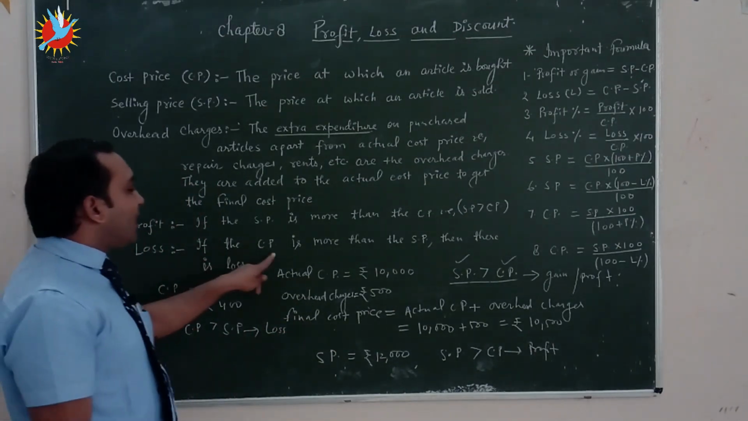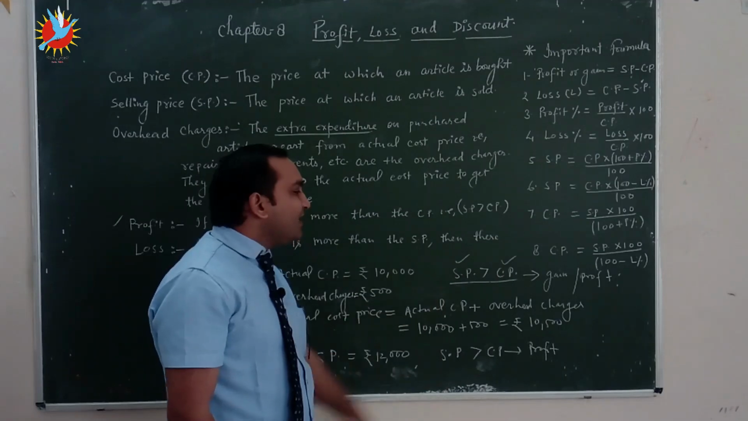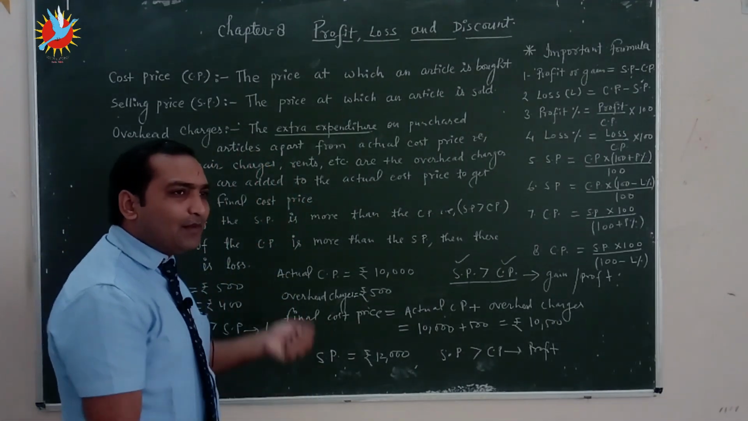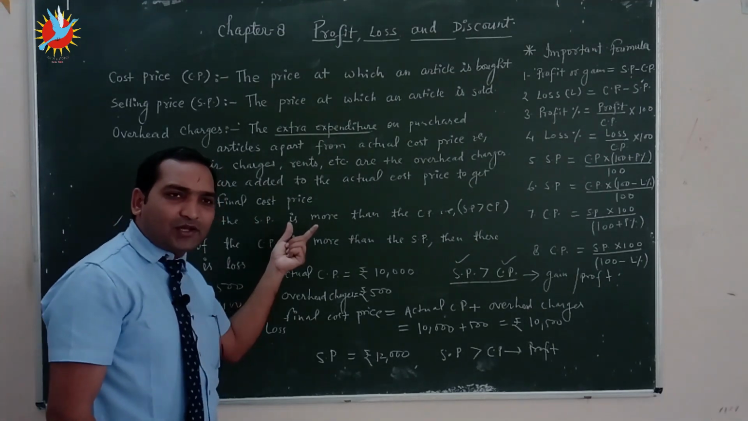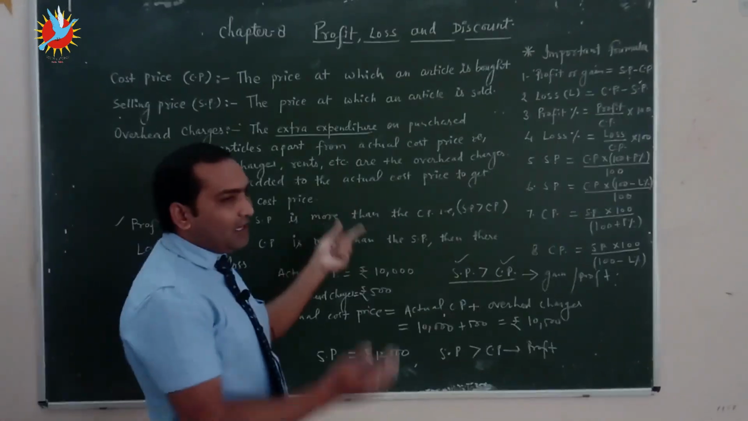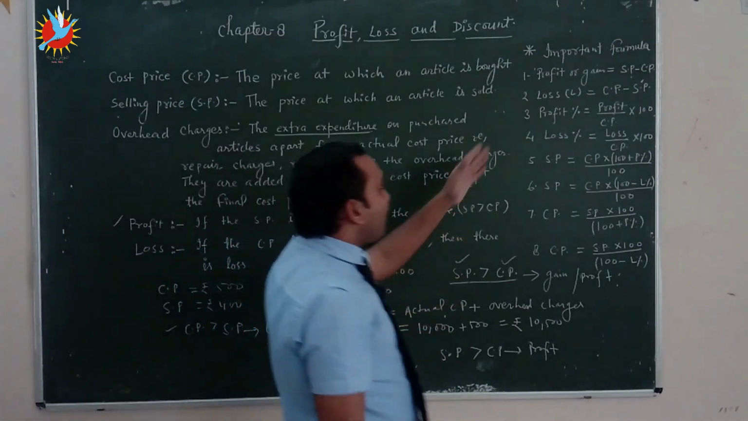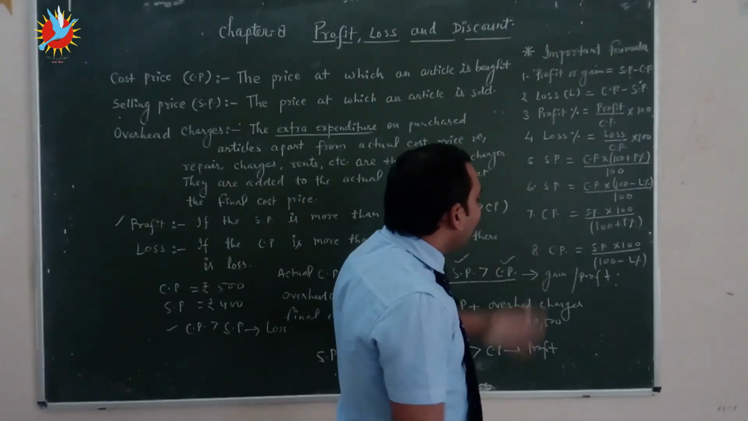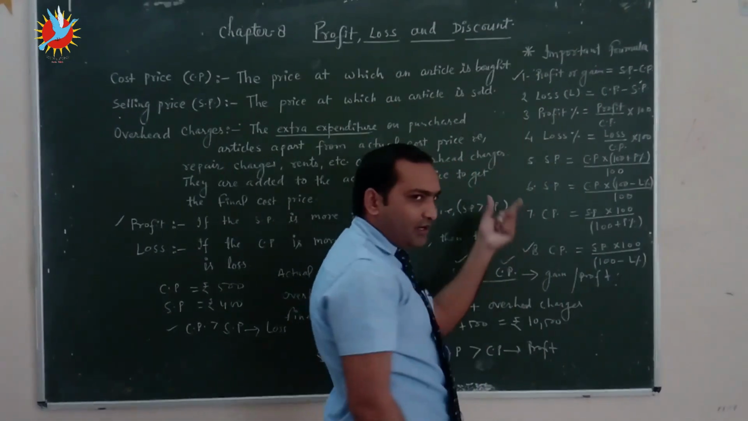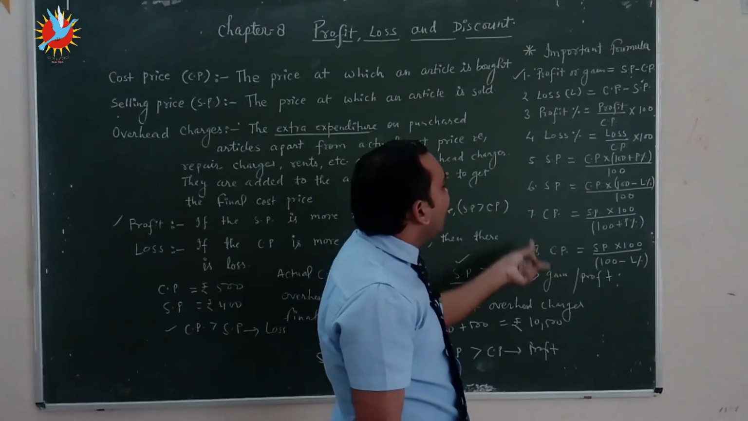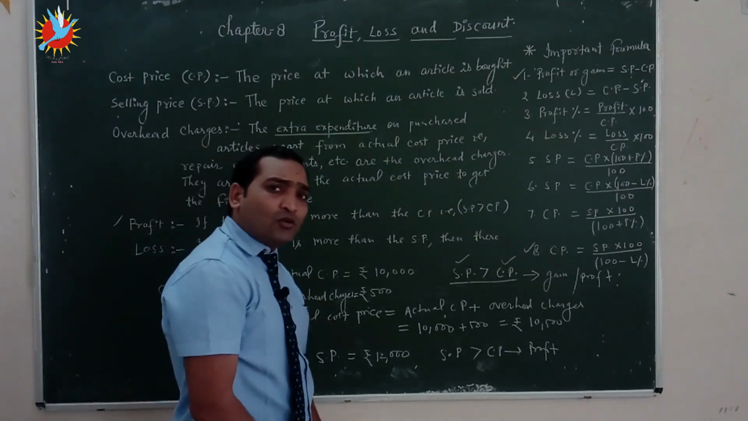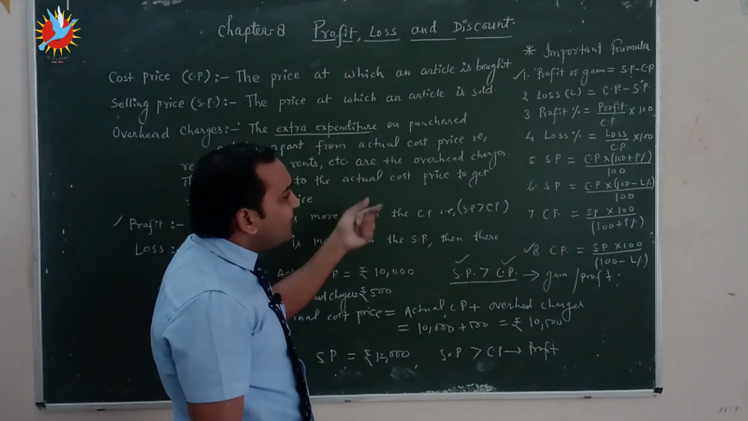So loss: if the cost price is more than the selling price, then there is loss. Here are some important formulas which we already studied in the previous class. First of all, we memorize these formulas. Here are 8 formulas, from 1 to 8. We already know these formulas and we apply them when we solve the questions related to this chapter.